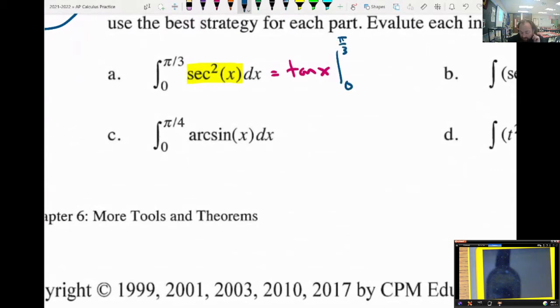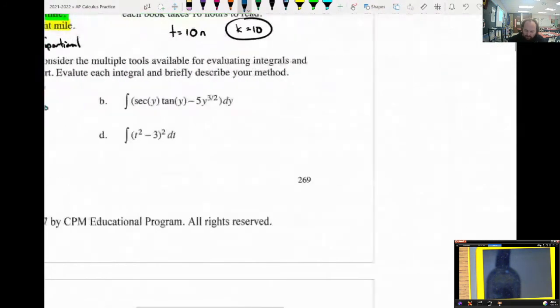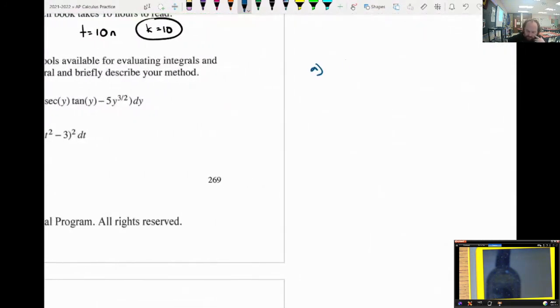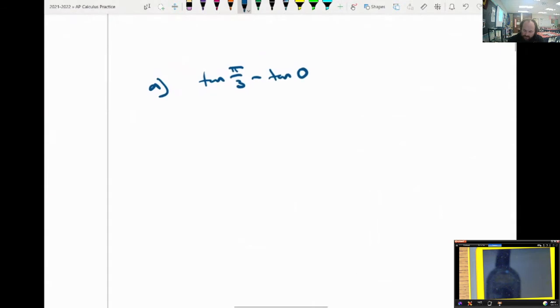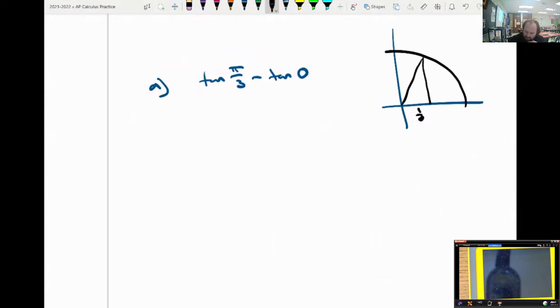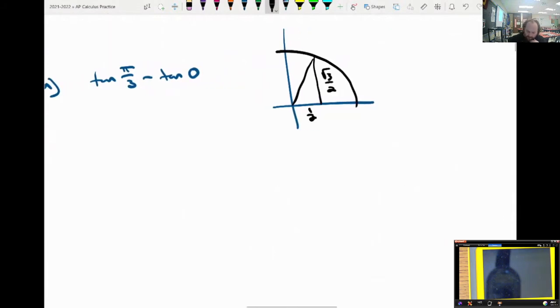So you kind of have to bust out your trig knowledge. Maybe we should do this off to the side, because I always need to think about tangent a little closely. We're looking for the tangent of pi over 3 minus the tangent of 0. Essentially what's going on here. For the pi over 3, if I think about this for a minute, here's my unit circle. Pi over 3 is the taller of the angles there. In this case, the tangent is going to be the square root of 3 over 2 divided by 1/2.